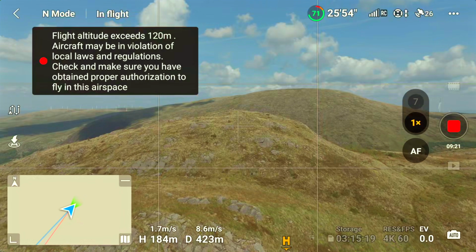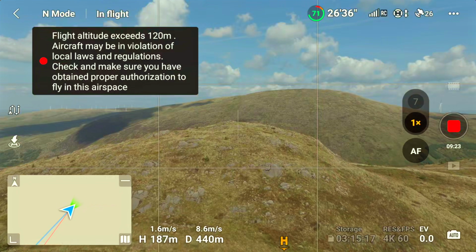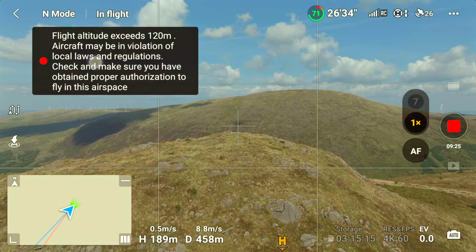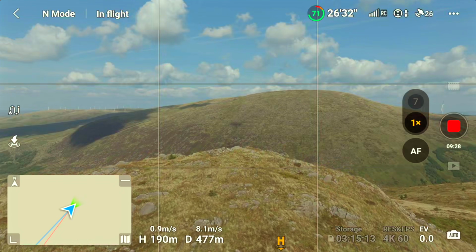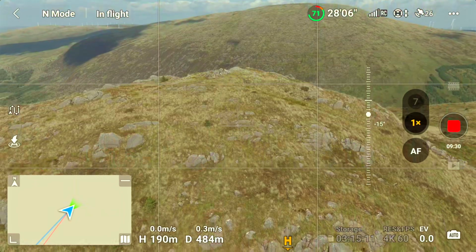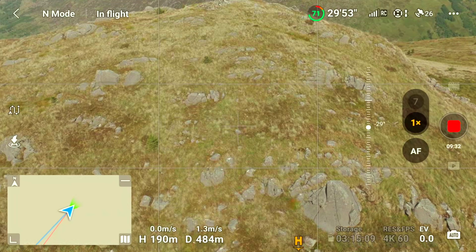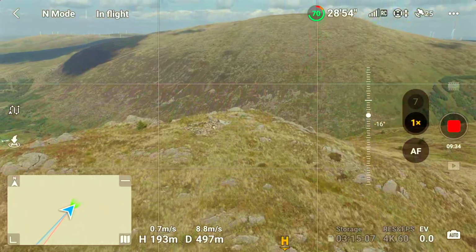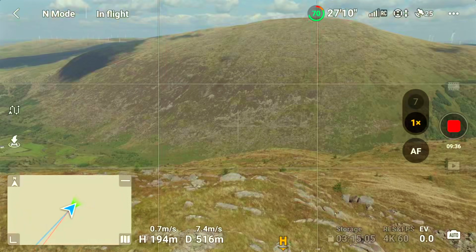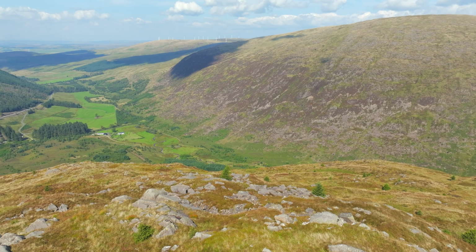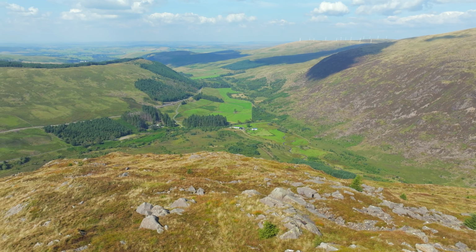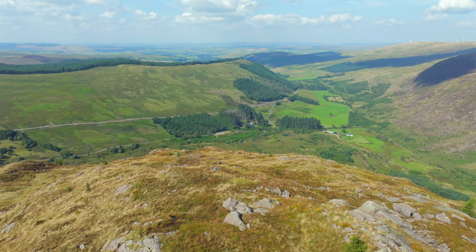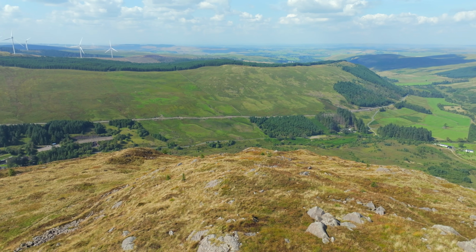So that's why this is a massive problem for anyone who doesn't have a legacy drone. You can't fly like I'm flying now. You can't fly up here. You can't get these views unless you have a legacy drone that can go up above 120 metres.